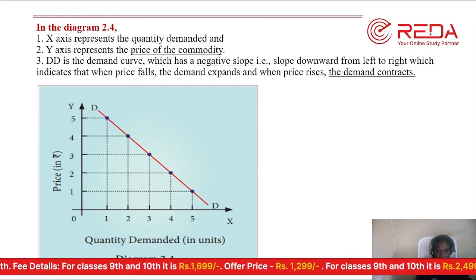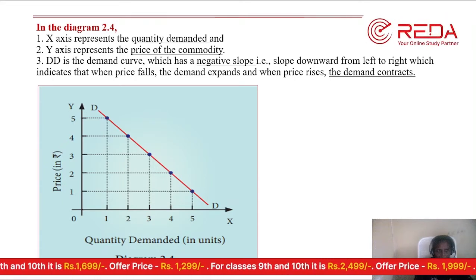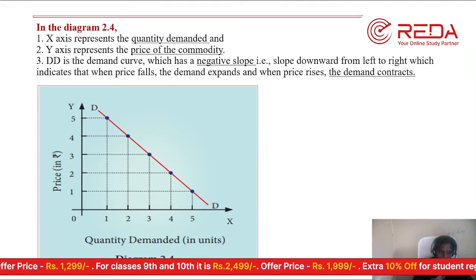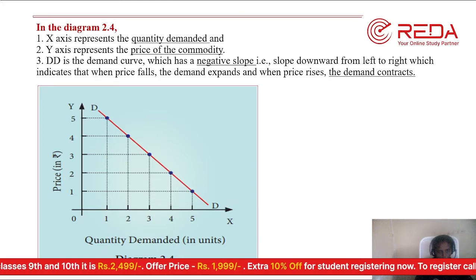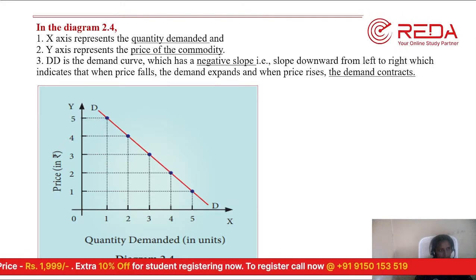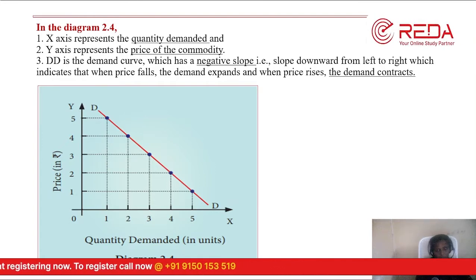Okay, so this is how the demand curve will be. It will be a straight line curve from left to right. This is a very common demand curve. Commonly, we call this demand curve a downward sloping curve from left to right. Also, sometimes it will be called a negative sloping curve.